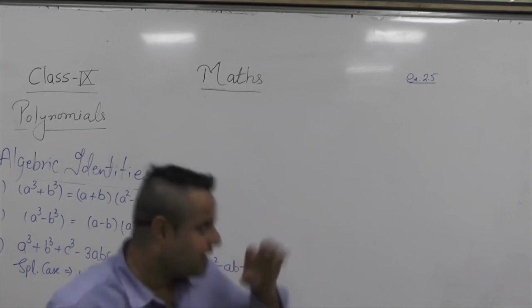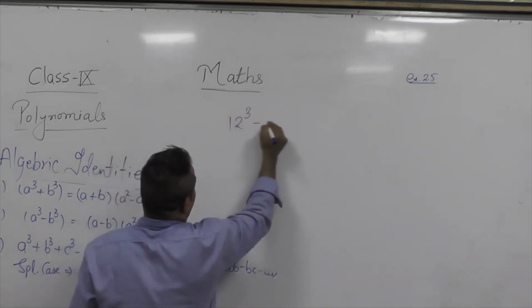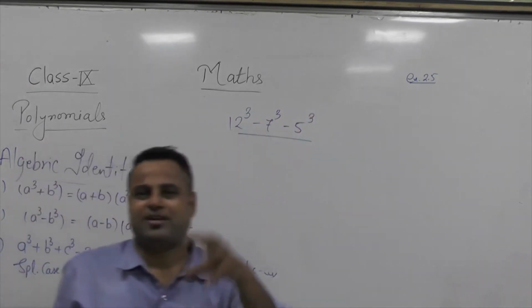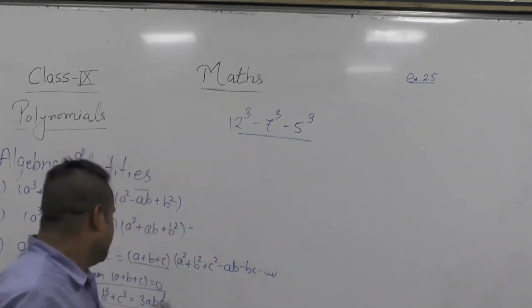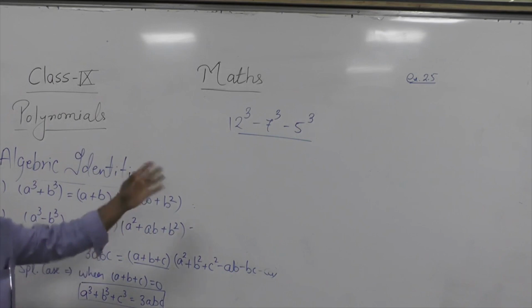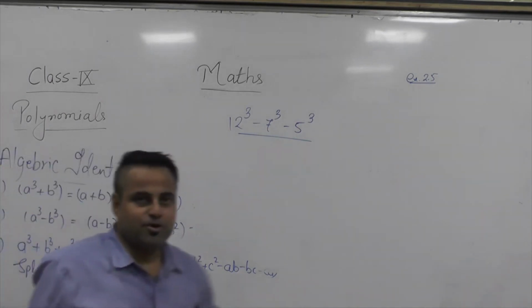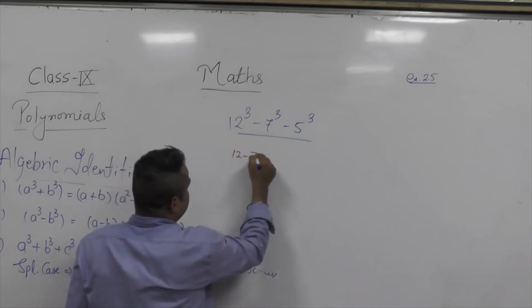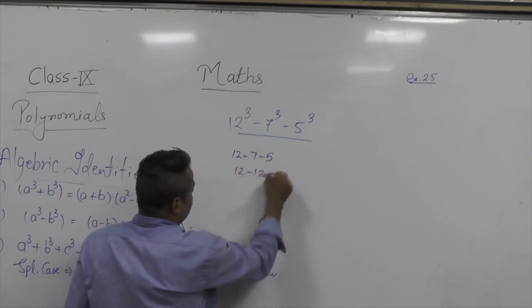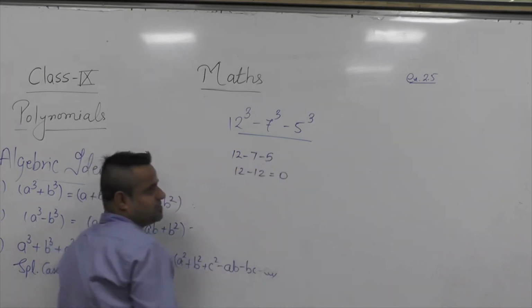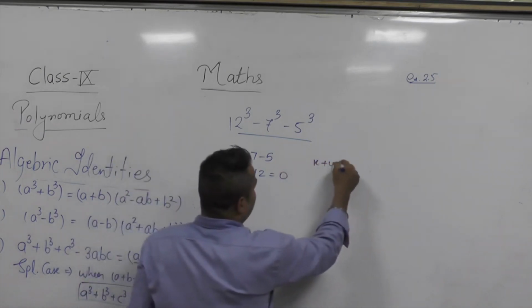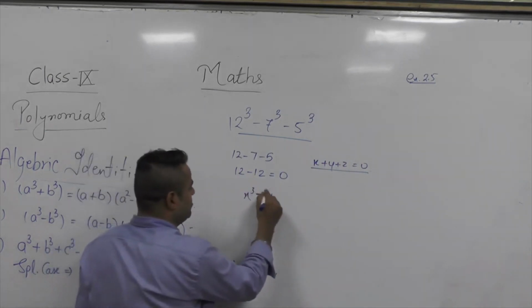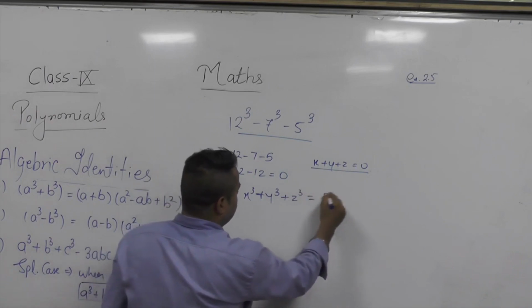Now, see, the question given to us is 12 cube minus 7 cube minus 5 cube. Now how to solve this? You don't need to find the cube of each of the numbers. You just see whether we can apply any identity or not. It's actually an example of our special case. As you can see, 12 minus 7 minus 5 will result in 0, because 7 and 5 become 12, and 12 minus 12 is 0. So this is the case where x plus y plus z becomes 0. And when x plus y plus z becomes 0, you all know that x cube plus y cube plus z cube results in what? It results in 3xyz.